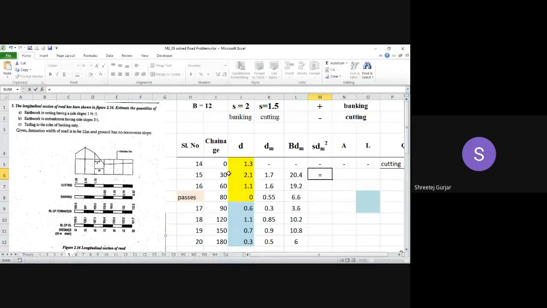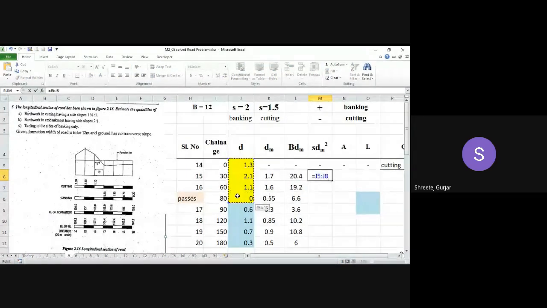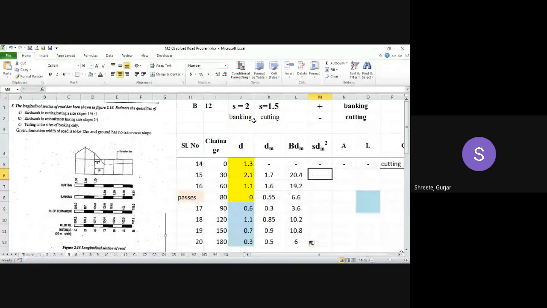So what is S for cutting? So this is for cutting, right? This is for cutting. So S will be what? S will be 1.5. That is equal to 1.5 into D squared, so this into again DM. Okay, I have written it squared. So this will be what?